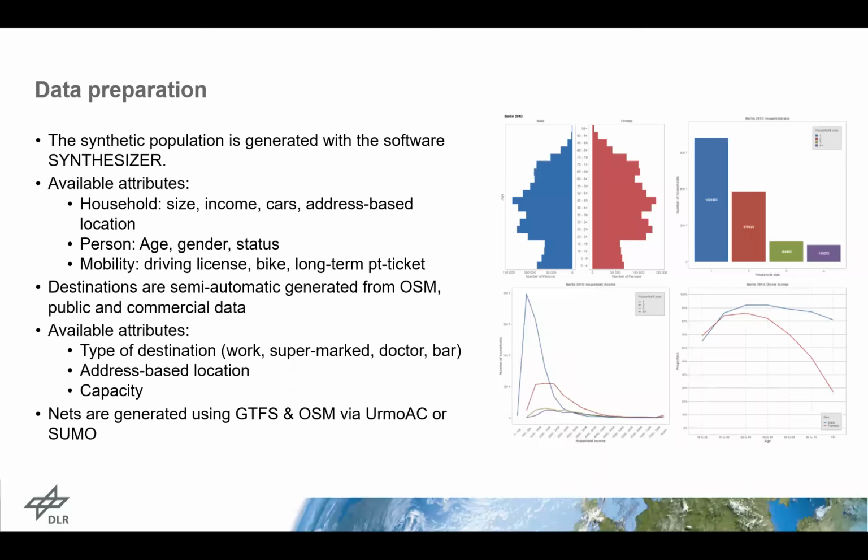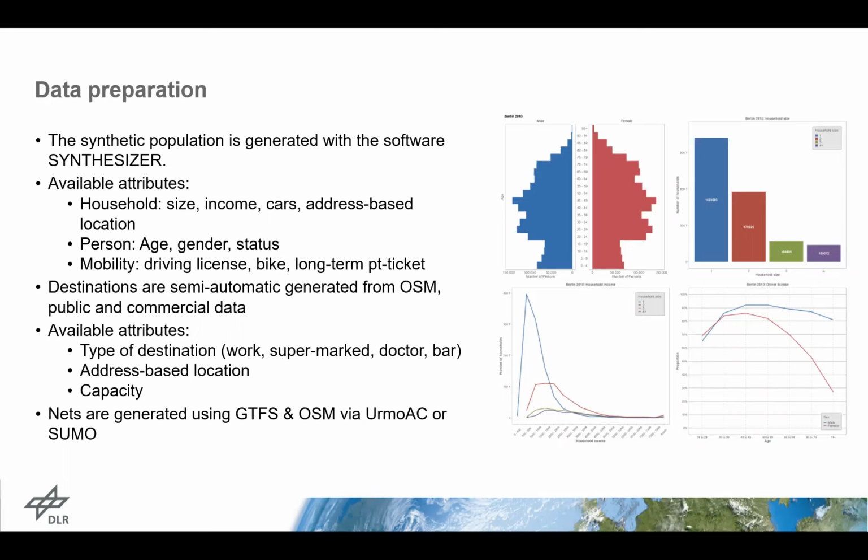Then, of course, you need some destinations. While the synthesizer roughly goes automatic if you feed in the right statistics, the destinations are still in a semi-automatic generation process. This is because there are so many inputs. OSM is great for looking at where parks, playgrounds, bars and points of interest are, but you usually don't have capacities in there. So you don't know if it is a big bar or just a very small tiny bar, and you need to add some other data.